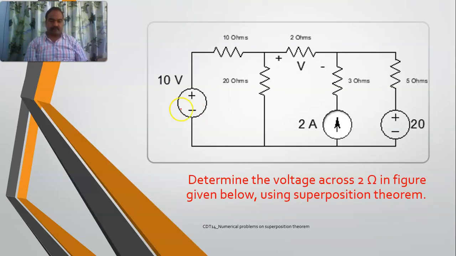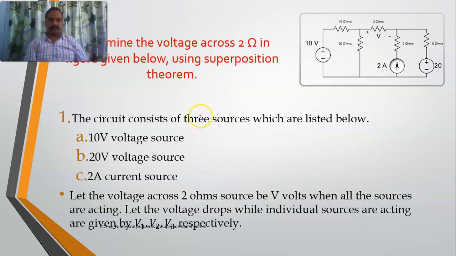See, this is a complex circuit. You need to determine the voltage across 2 ohms resistor in the figure given above using superposition theorem. In this circuit, if you carefully see, you do have 3 sources, and you are supposed to determine the voltage across this 2 ohms resistor. The circuit consists of 3 sources: one is a 10 volt voltage source, a 20 volts voltage source, and a 2 amperes current source.